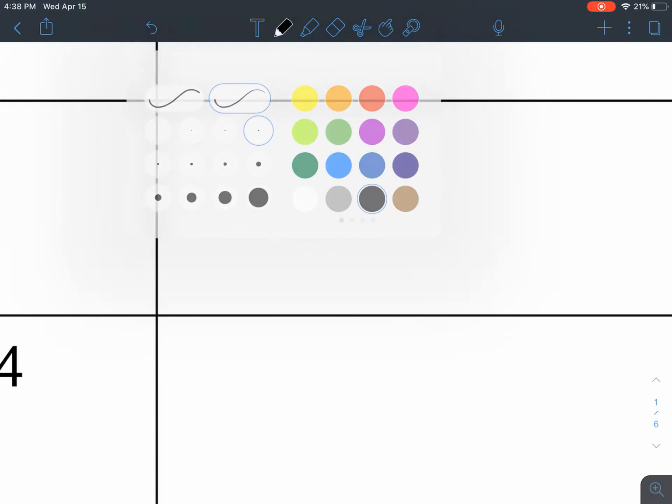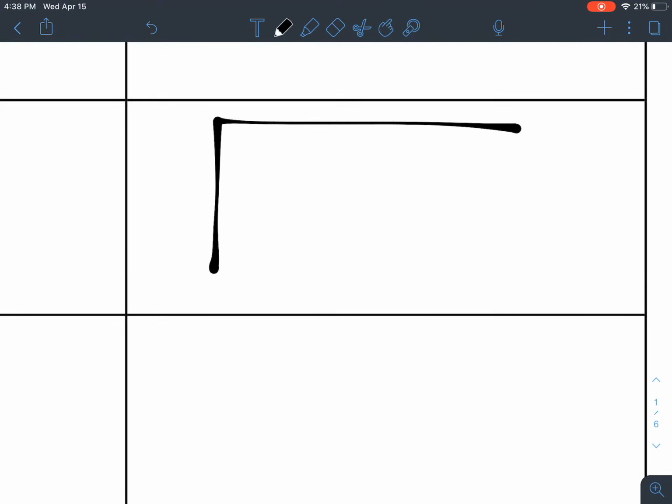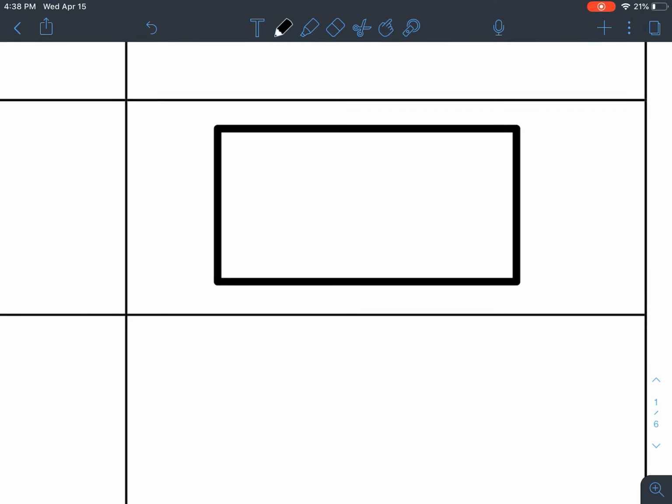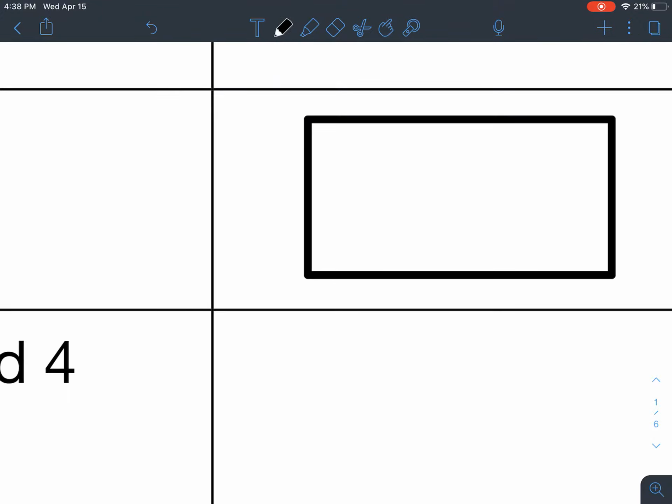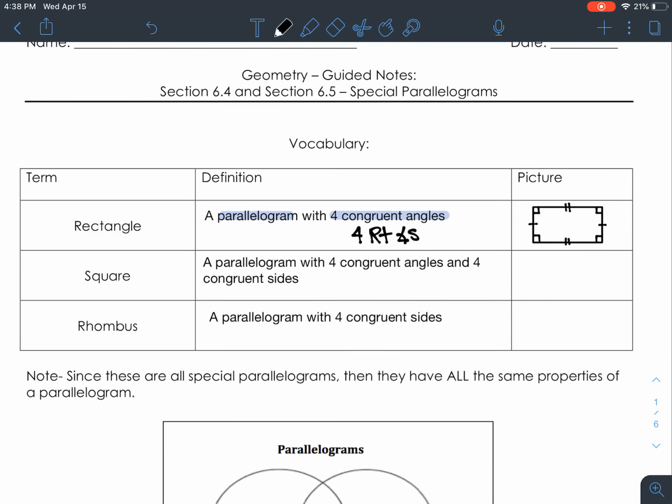So to draw that picture, guys, we're going to go ahead and draw a picture of what we know to be a rectangle. And we know that all 4 of those angles have to be right. Now, because we know that it's a parallelogram, we also know that the opposite sides are congruent, the opposite angles are congruent, the consecutive angles are supplementary. We also know that the diagonals bisect, et cetera.